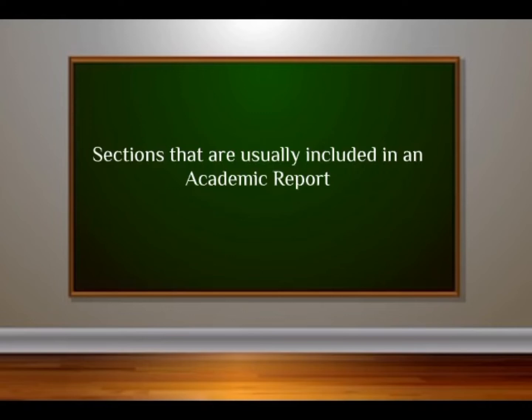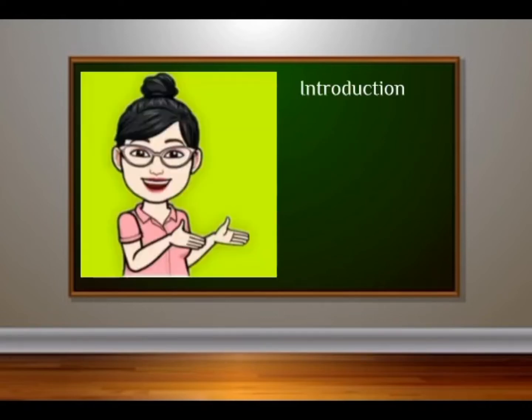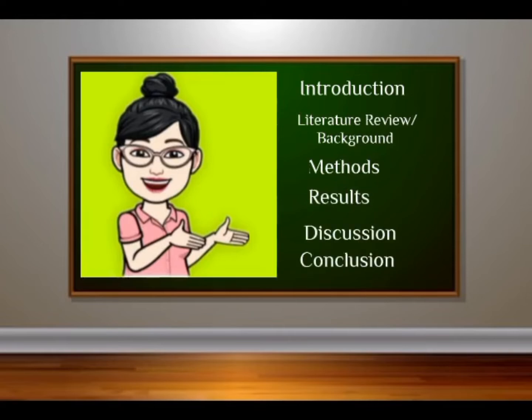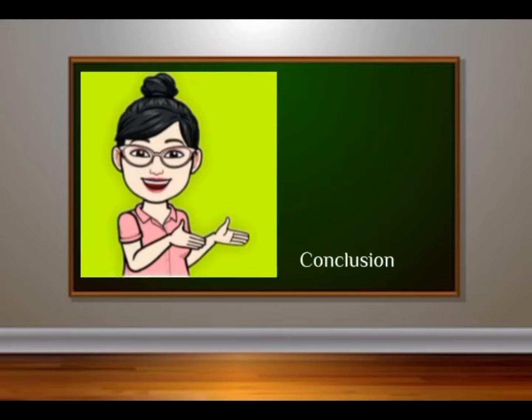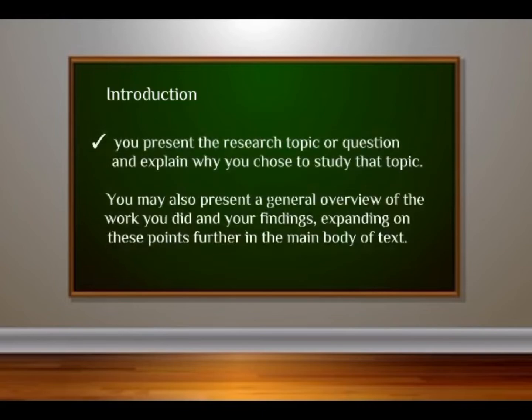There are sections that are usually included in an academic report. These include introduction, literature review or background, methods, results, discussion, and conclusion. In the introduction to your academic report, you present the research topic or question and explain why you chose to study that topic. You may also present a general overview of the work you did and your findings, expanding on these points further in the main body of the text.